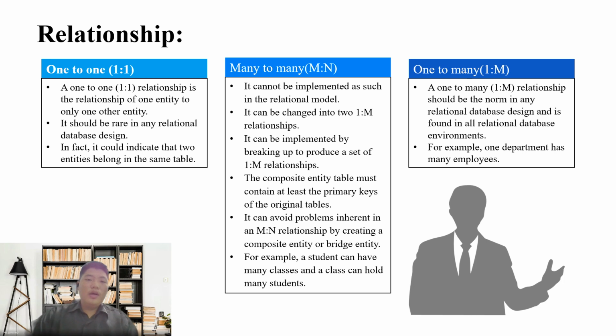The third, one-to-many relationship. One-to-many relationship should be the norm in any relational database design and is found in all relational database environments. For example, one department has many employees.